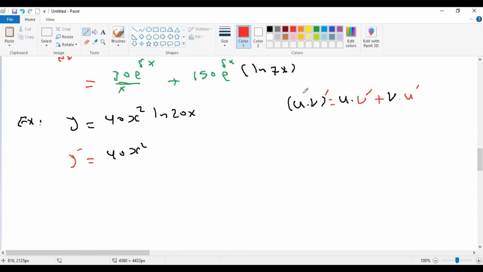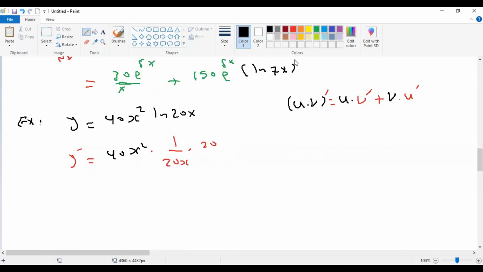Multiply by v prime, the derivative of the second one, ln u. Now, what is the derivative of ln u? The derivative of ln u is 1 over u. What is the u? This is the u, 20x. So 1 over 20x, times the derivative of 20x, which is 20.